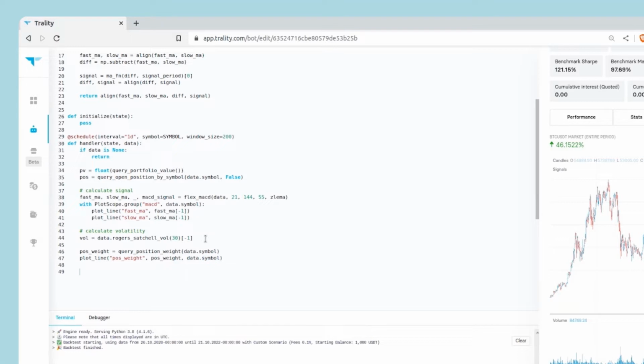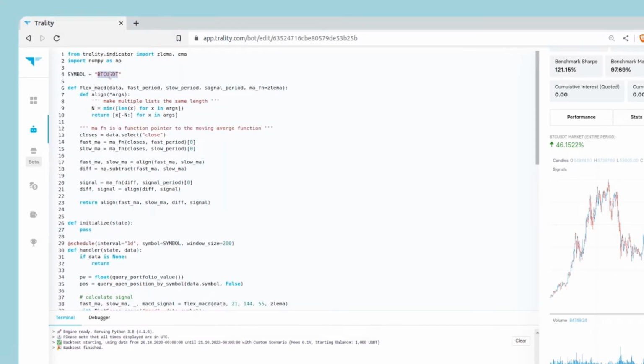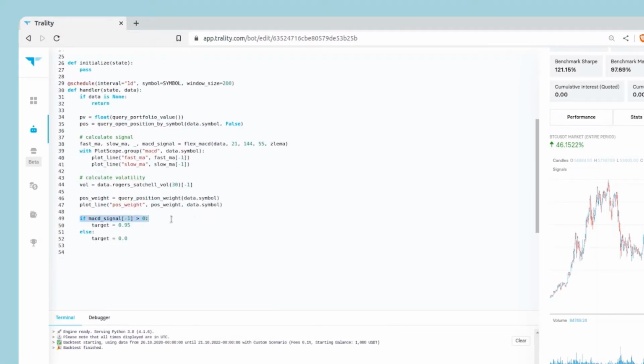Why this is important is that we're going to set up a target. We have this MACD signal, and if it is greater than 0, so if we're in an upward trend, we want to set our target to effectively 95% of our portfolio. Else, if there's no positive trend, we want to set our target to 0. So we're trying to allocate different proportions of our portfolio to the traded asset, in this case BTC USDT, depending on what the signal is doing.